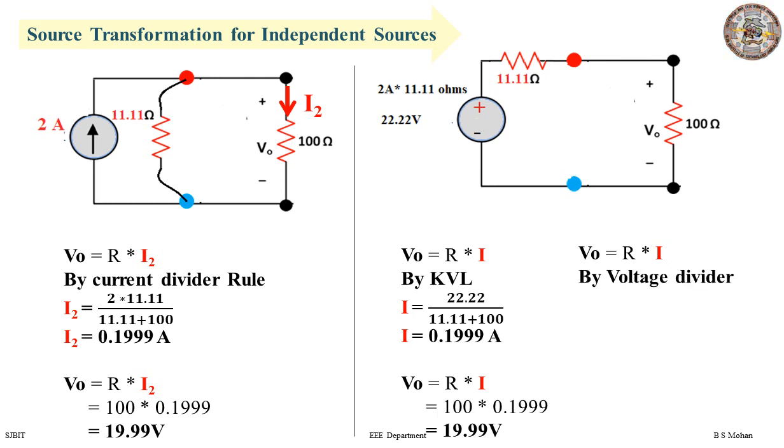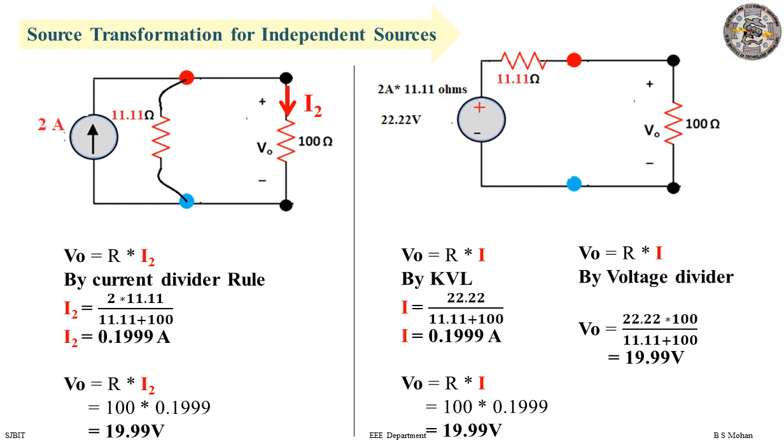So the other method is by voltage divider, and by voltage divider we do not need the upper equation, that is, we need not find the current. We can directly get V0. So voltage divider, as we have a single loop, we can apply the voltage divider. So V0 is equal to main voltage, that is 22.22, into the same resistance, that is 100, divided by the sum of the resistances, that is 11.11 plus 100. We get directly the value, that is 20 volts.